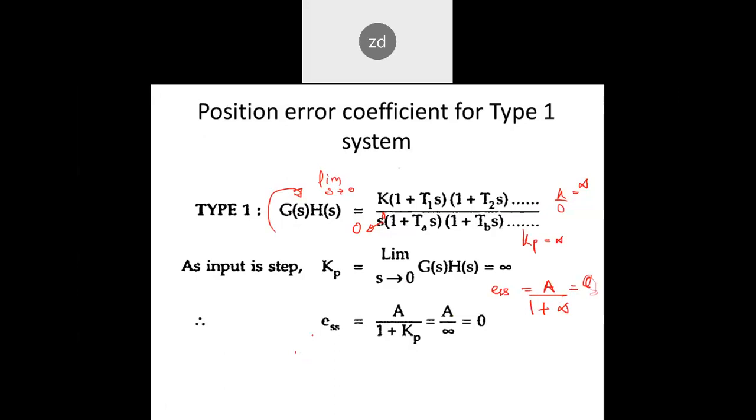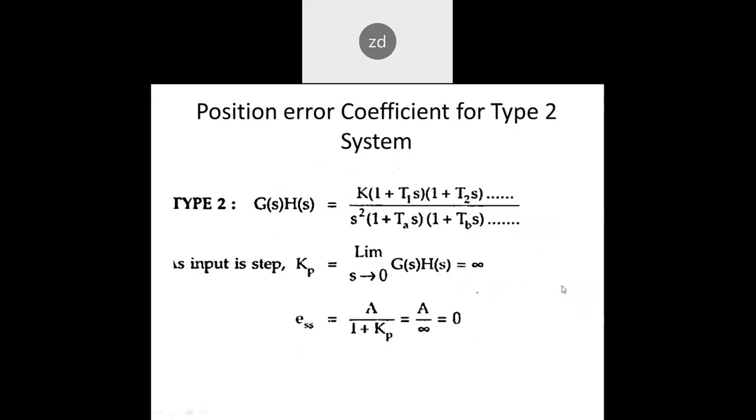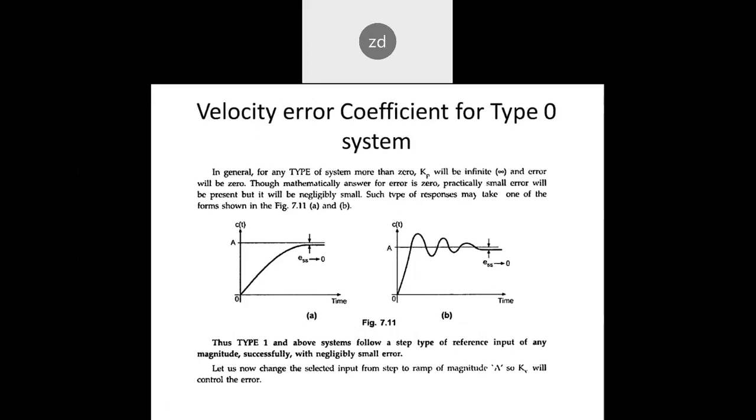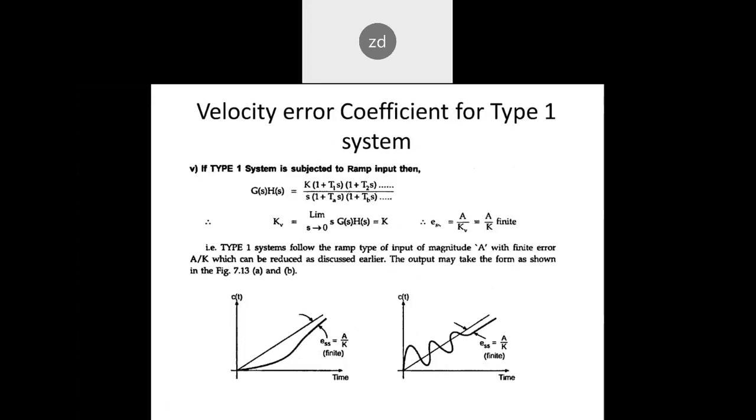Now the same scenario for a type 2 system. Here, instead of s to the power 1, you put s square. If you put s square and again put 0 over here, it will again become infinity, so it will again be 1 by infinity. For type 2 also, the steady state error would be 0, which is reflected here for the position. So for unit step, for type 1 and above systems there would be negligible error, a very small error, and for type 0 there would be some amount of error.